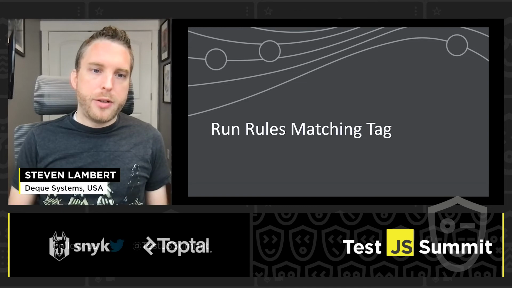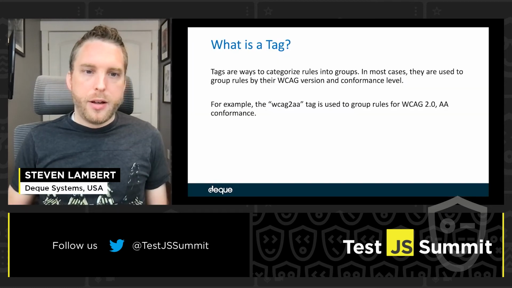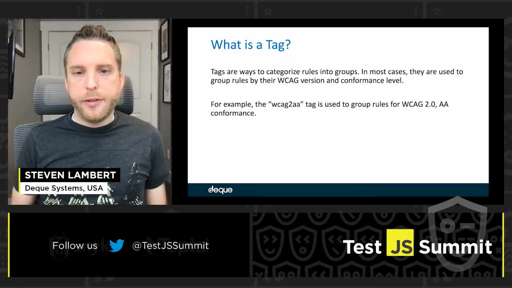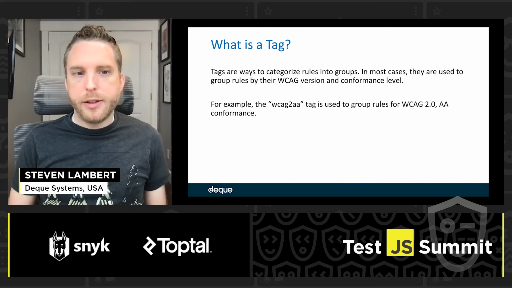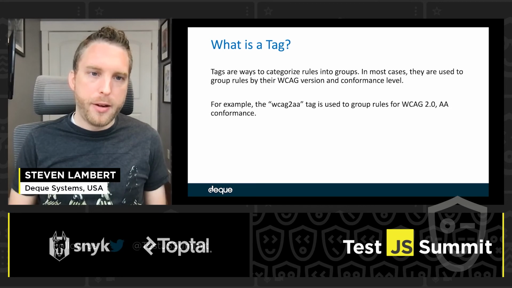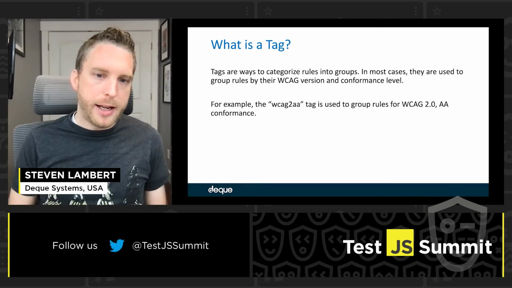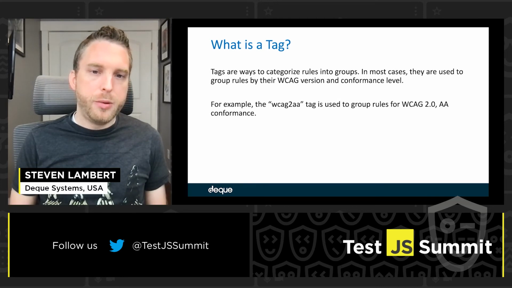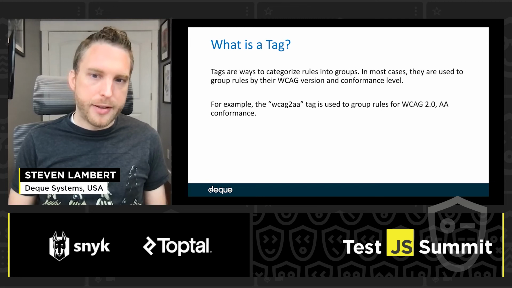So now we want to run only rules that match a particular tag. So what is a tag? First, tags are ways to categorize rules into groups. In most cases, they're used to group rules by their WCAG version and conformance level. So, for example, the WCAG AA tag is used to group rules that pertain to WCAG 2.0 AA conformance.